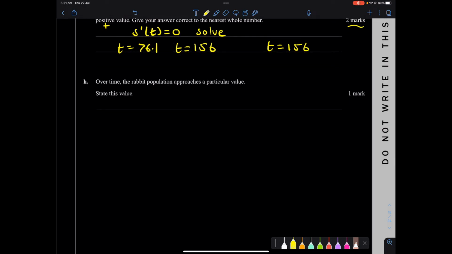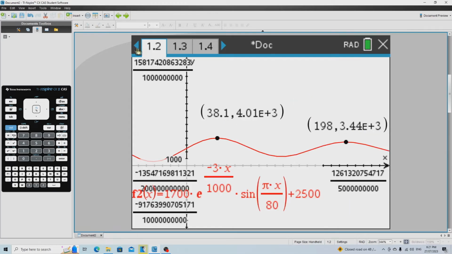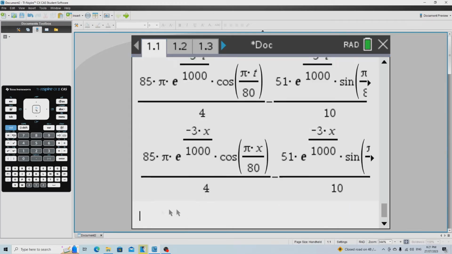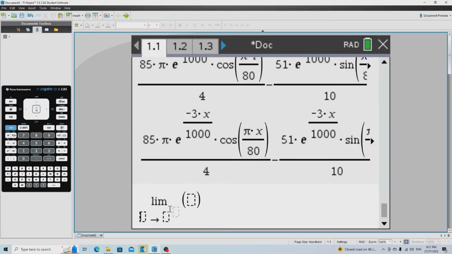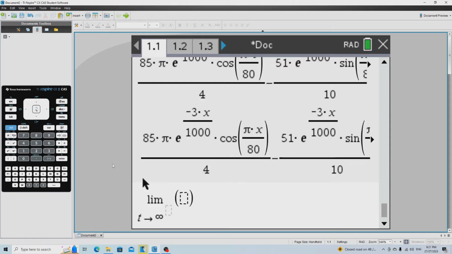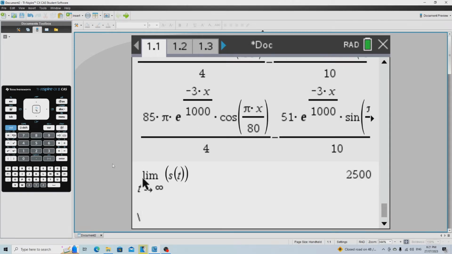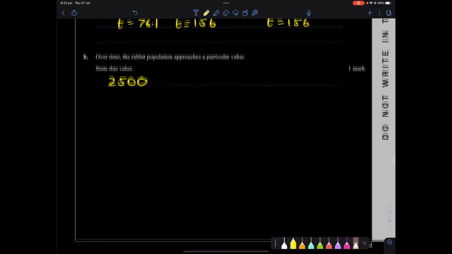Over time, the rabbit population approaches a particular value. To do this one, it's very common, you'll see this in the exam. All you can do is go on your calculator, go back to the functions, and use a limit. So we want the limit as t approaches infinity of the function, which in this case is s of t. That gives us 2,500. So your answer here is 2,500. That's how you do this one.